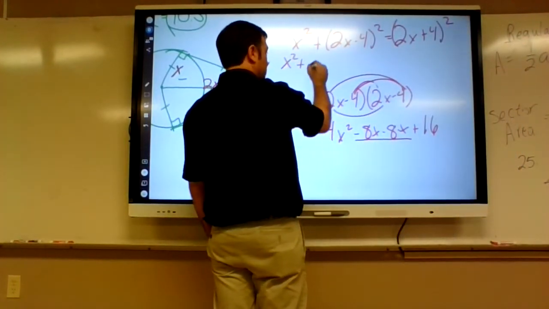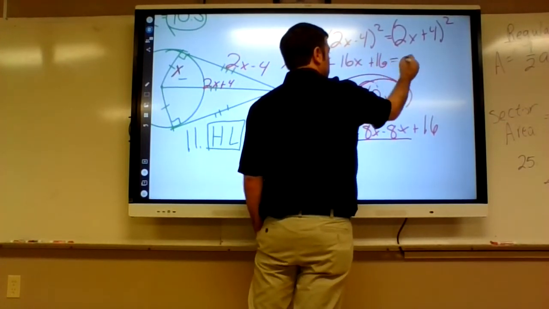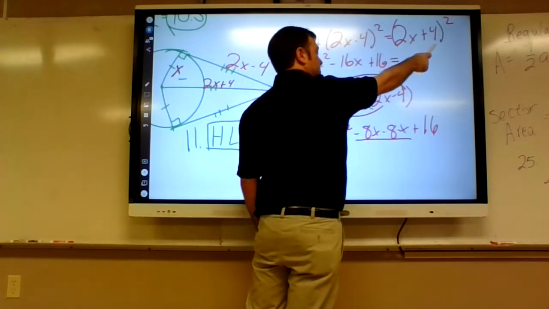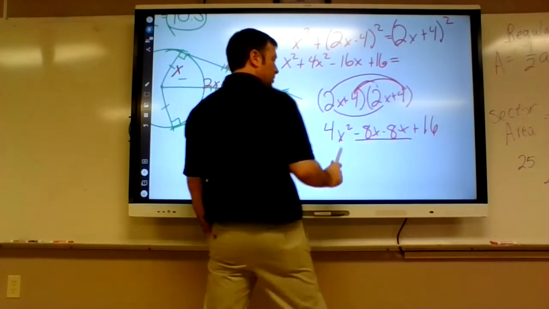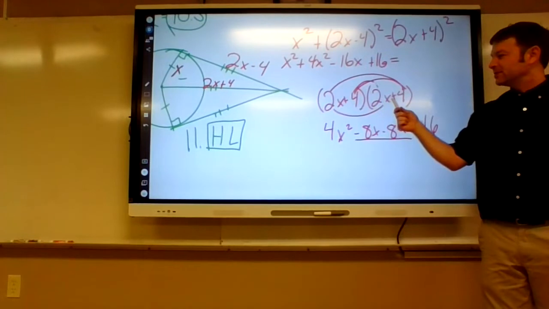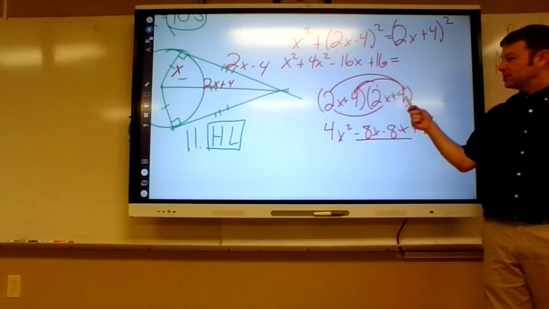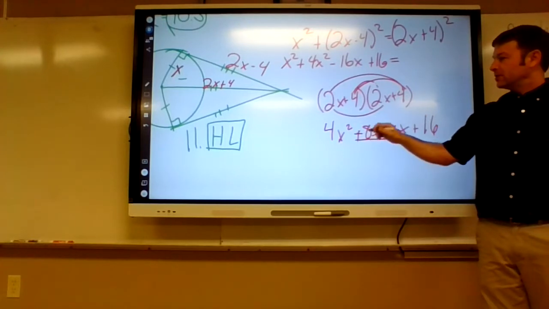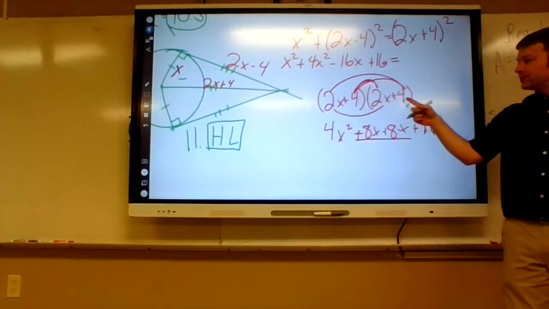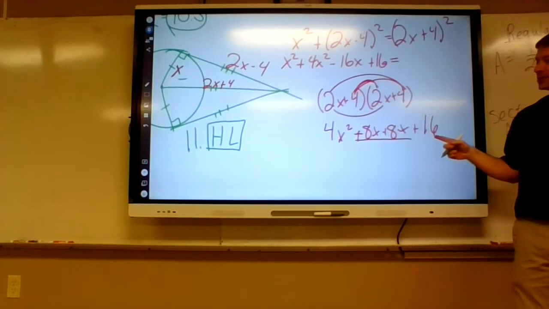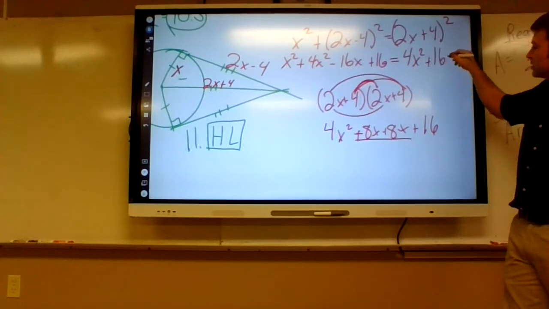I'm just going to bring that stuff up there. What about that right side? Same thing, but those are pluses. So what's 2x times 2x? 4x squared. What's 2x times 4? 8x. Positive. What's 4 times 2x? 8x. Positive. What's 4 times 4? 16. Almost the same. What changed though? It's plus 16 instead of minus. Plus 16 in the middle.